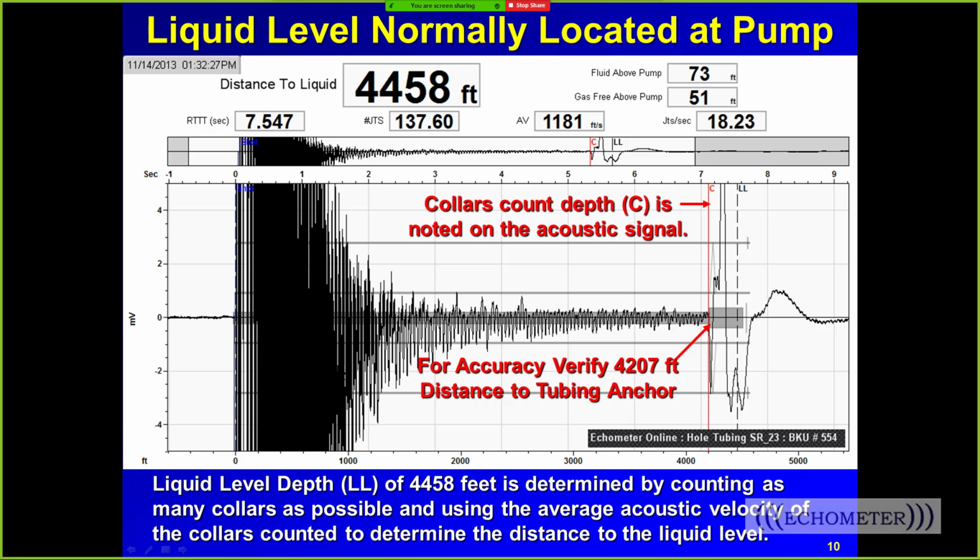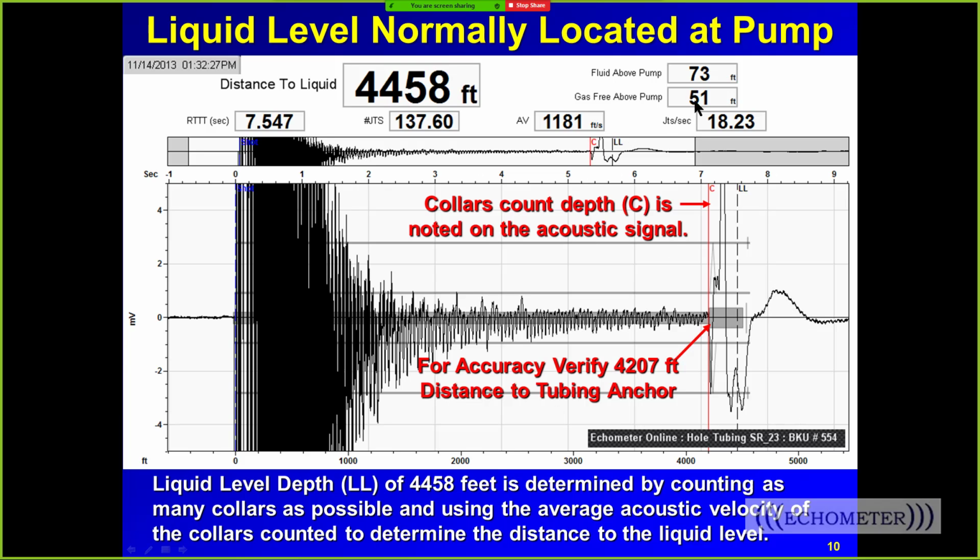And we've talked about this in one of the previous Ask Echometer presentations. And you can see the little collar echoes right there, the equally spaced collars. You can see the tubing anchor echo right there. You can see probably the top perf right there. And the liquid level is right down near the pump, and that's the liquid level right there. So this is a normal operation of the well.